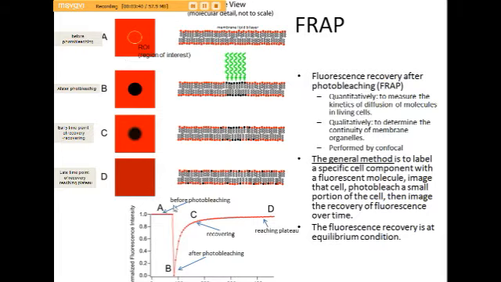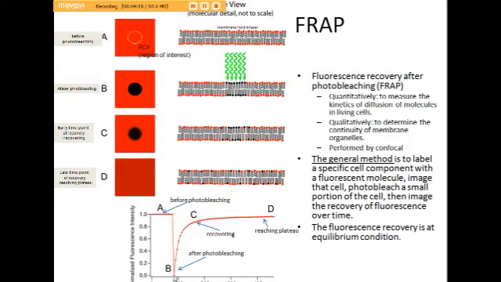FRAP is usually done in a time-lapse fashion. Here is an intensity versus time plot. This intensity is monitoring the intensity within this ROI. This is before photobleaching. You can see that the intensity remains constant, assuming that photobleaching is negligible. Here is photobleaching. Within a very, very short time, this ROI's molecules are photobleached. So the intensity is dropped down to 0 here.